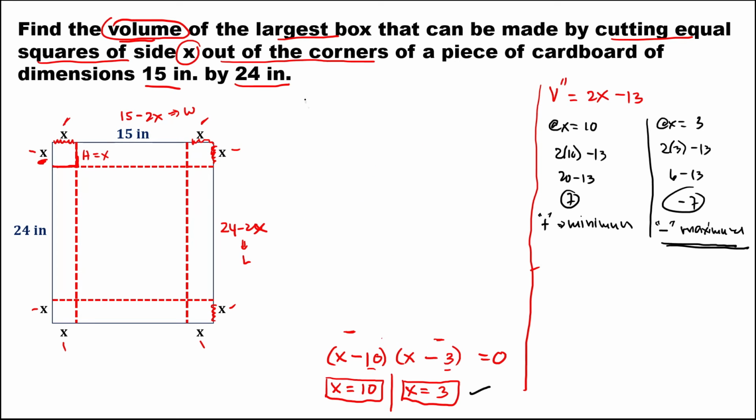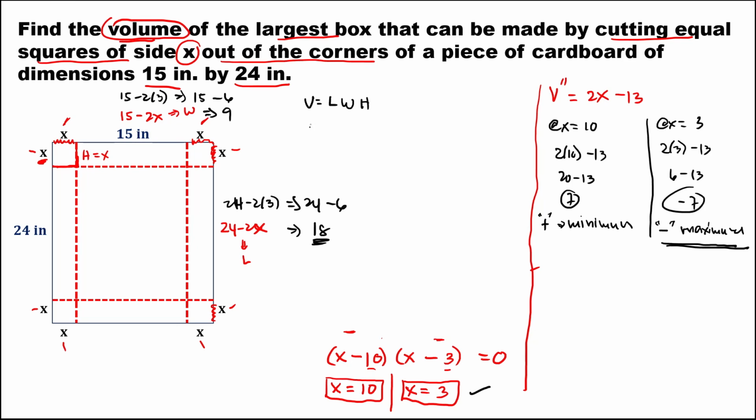So to find the volume, we have the length times the width times the height. For the length, it is 24 minus 2 times 3, because x is equal to 3. So this becomes 24 minus 6, therefore the length is equal to 18. Then for the width, this is 15 minus 2 times 3, which is 15 minus 6. Therefore the width is 9.